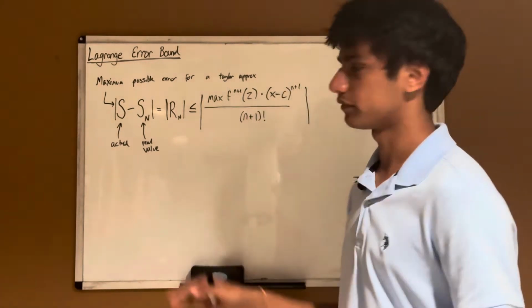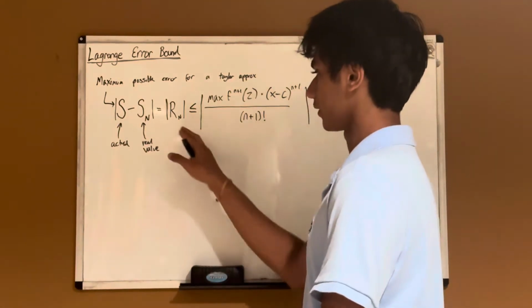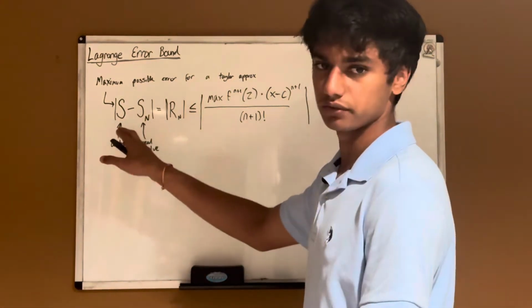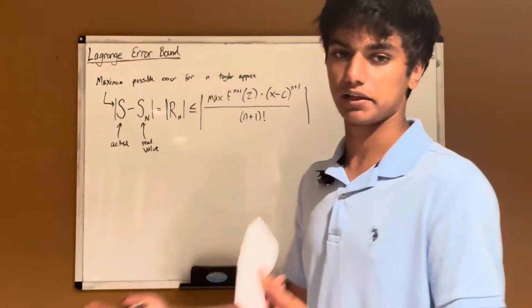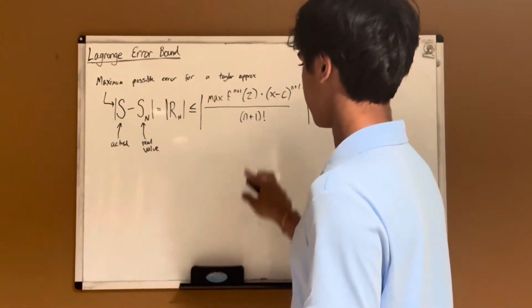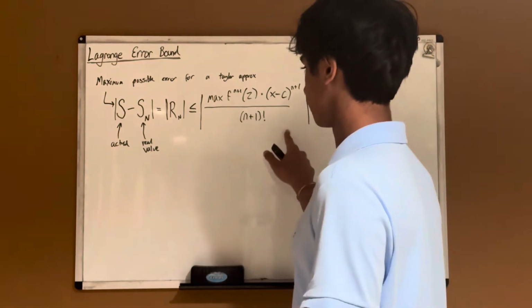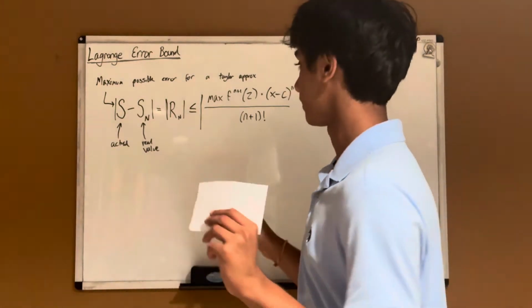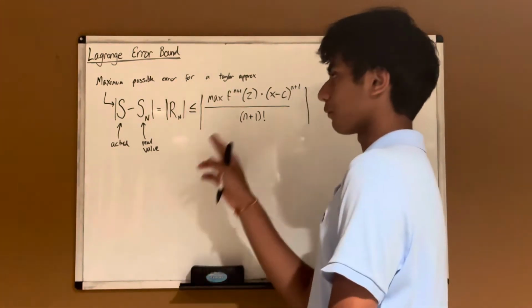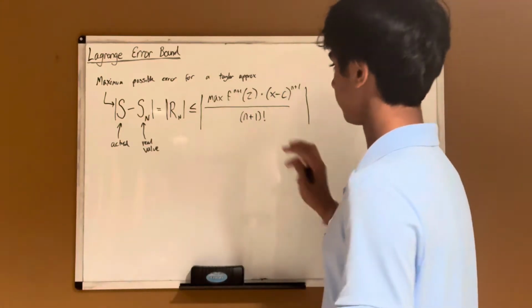So again, Lagrange error bound tells us the maximum error. Whatever error we get from the approximation using some value of n, Lagrange error bound tells us that our maximum value is this value. So it can't be anything higher than this. Now, I'll explain each part separately.